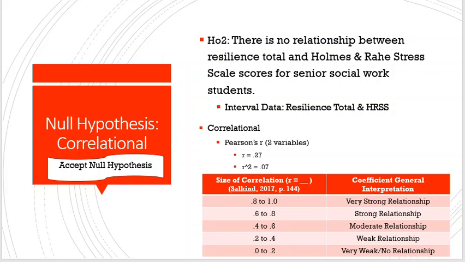Therefore, we will accept the null that reports there is no difference. You're looking at very weak or weak, those two, we have to accept the null. To say that there is a relationship, you would have to have at least a moderate to strong relationship. So if the R value did reveal a moderate, strong, or very strong relationship, then you would reject the null and say that there is a statistically significant relationship between resilience and stress scale.